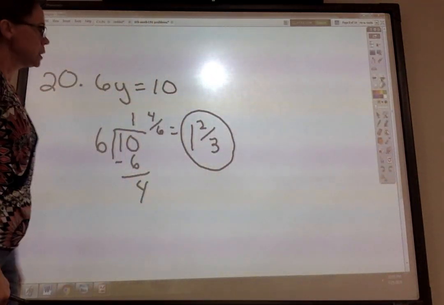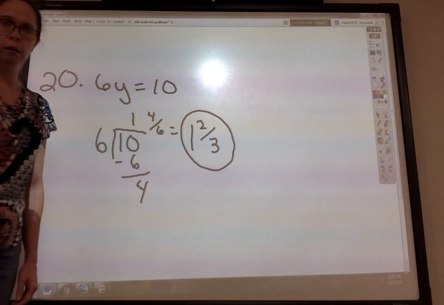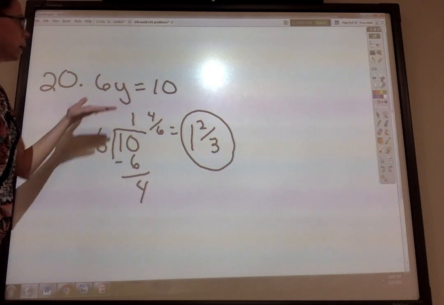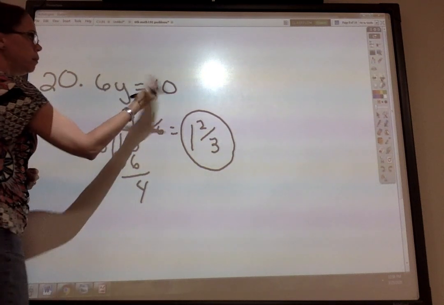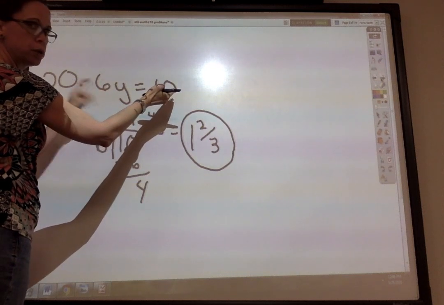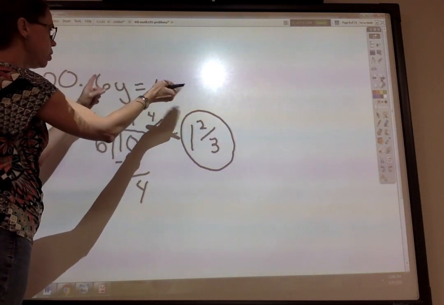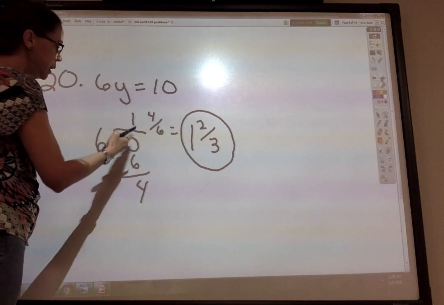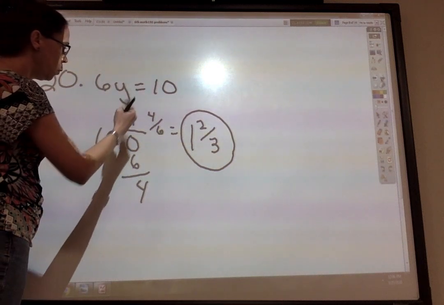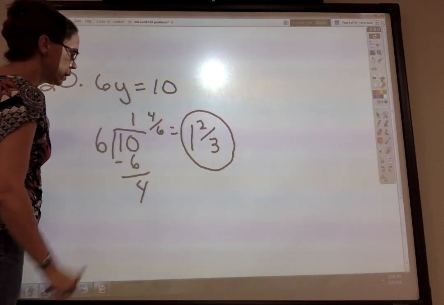Number 20, 6y equals 10. Okay, so when I have one of these, I know the product. I know one factor, so I can divide the product by the factor I know to get the factor I don't know. 10 divided by 6 is 1 4/6.